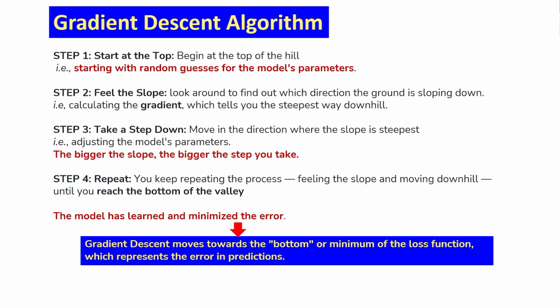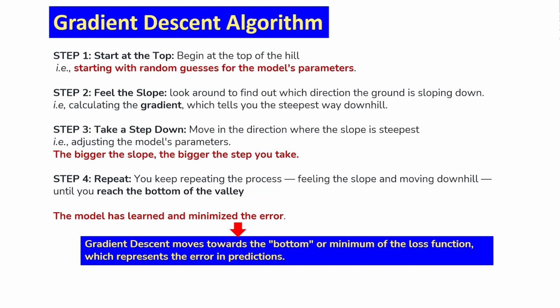Basically, you can choose any random guess of the model parameters. That is what you do. In step 2, you have to feel the slope, which way the slope is going down and which is the best way of reaching the bottom of the hill. So look around and find out the directions in which the ground is sloping down.